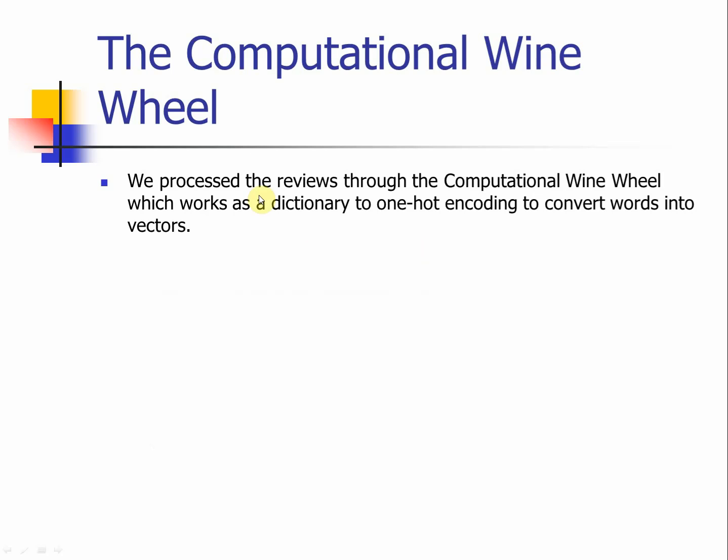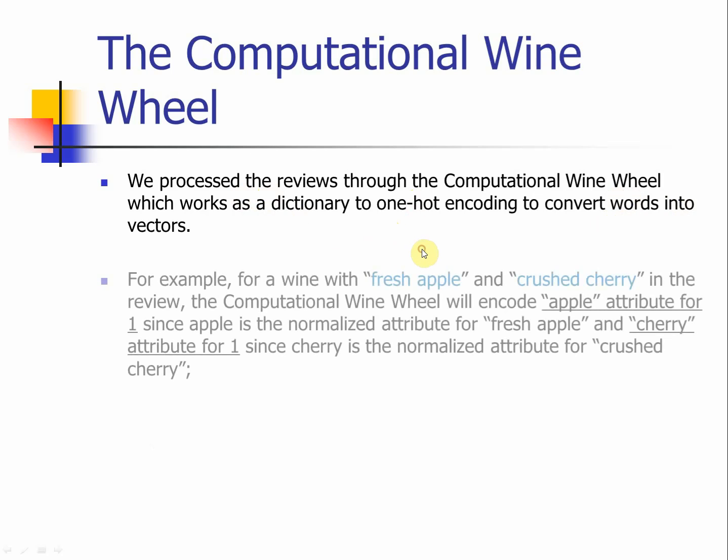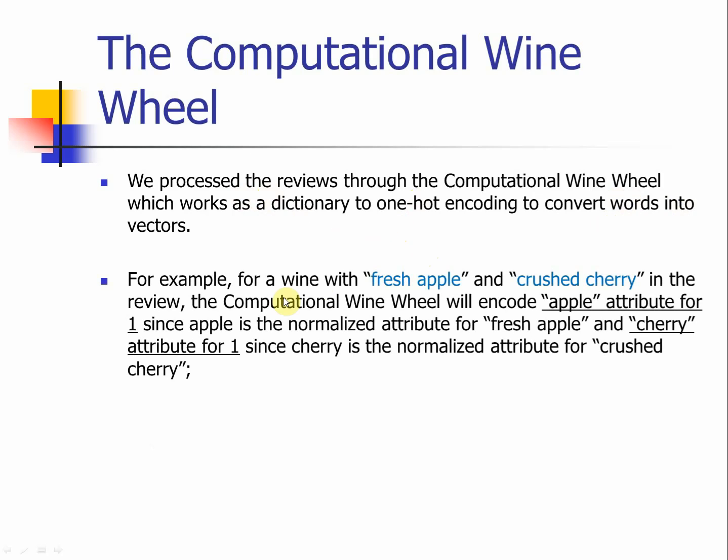So we process the review through the computational wine wheel, which works as a dictionary to do one-hot encoding and convert the words into vectors. So for example, for a wine with fresh apple as well as crushed cherry, if we map it into our computational wine wheel, this wine will have one attribute considered as apple, because fresh apple will be normalized into apple, as well as cherry, because cherry is the normalized word for crushed cherry. And therefore, this is what we have done for the original data set.